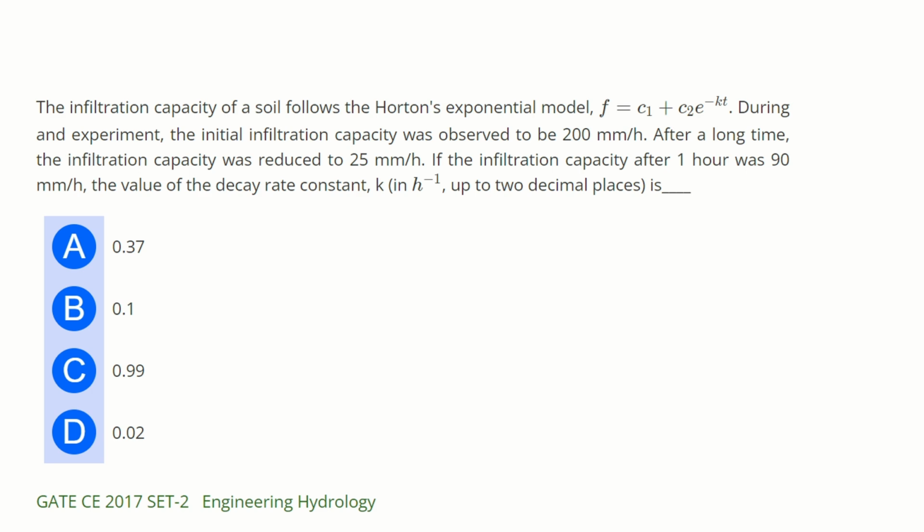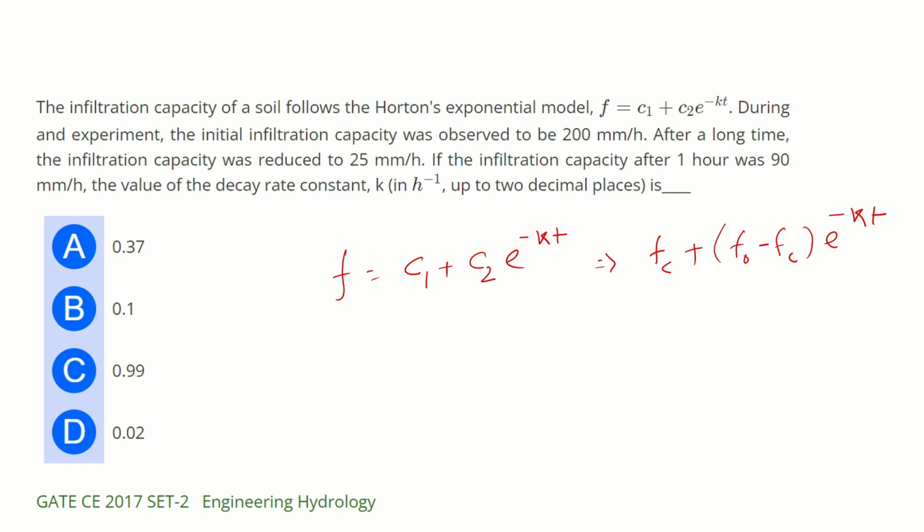तो यहाँ पे आपको इन्फिल्ट्रेशन कैपेसिटी दिया हुआ है, right, which is F = C1 plus C2 e to the power minus k into t. ठीक है, what is the actual formula? First let us look at the actual formula. क्या होता है actual formula? Fc plus F naught minus Fc e to the power minus kt.